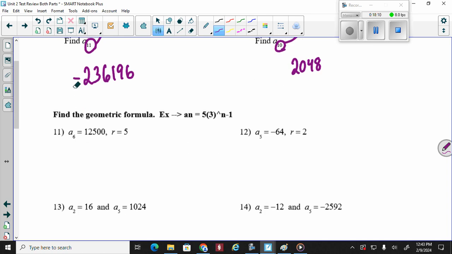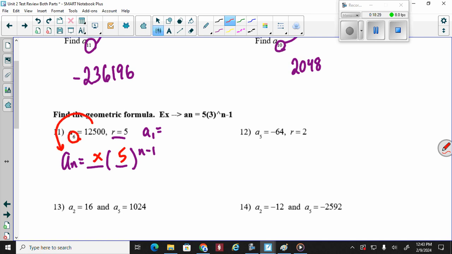All right. So question number 11. Now if you notice, we have our r, but we do not have our first term. So we have to use the geometric sequence: a of n is equal to something, parentheses, something to the n minus 1 power. I have my r, which is 5. Okay, I'm looking for my first term. 12,500 will go there. 6 will go there. So 12,500 is equal to x, parentheses, 5 to the 6 minus 1 power.